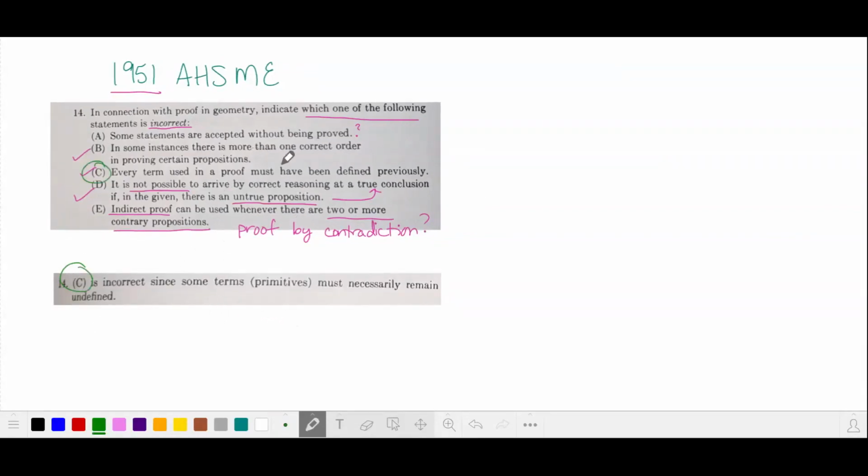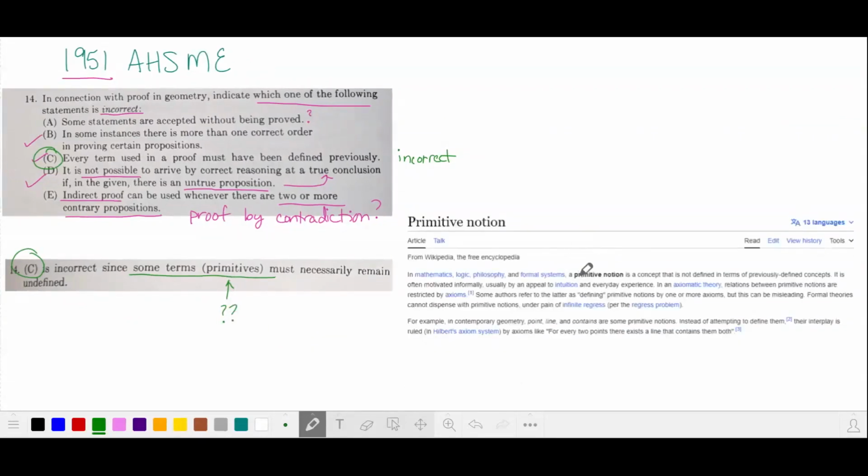Every term used in a proof must have been defined previously. This statement is incorrect. Some terms, which they call primitives, must necessarily remain undefined. I'm unfamiliar with this term, so I looked it up. In Wikipedia, it defines a primitive notion as a concept that is not defined in terms of previously defined concepts, motivated informally, usually by an appeal to intuition and everyday experience. Or they can be replaced by axioms.